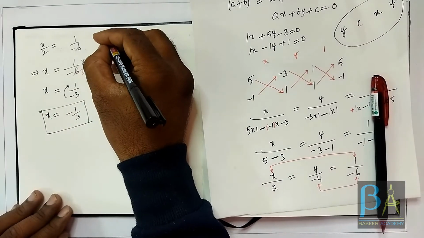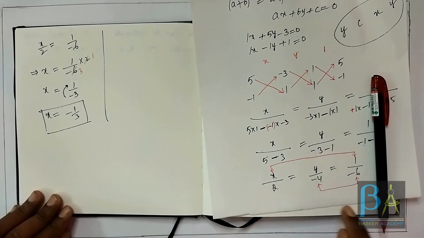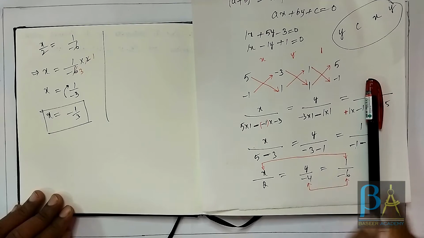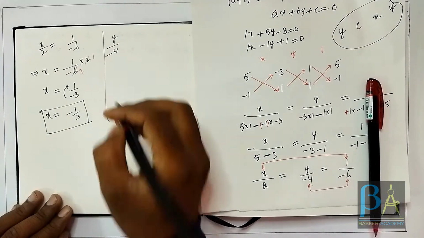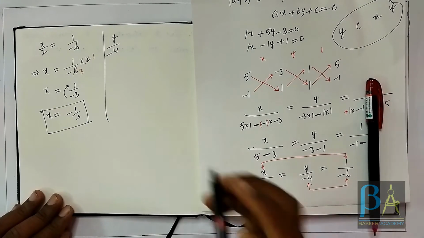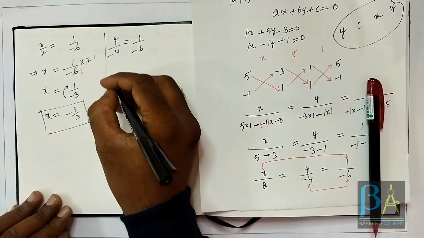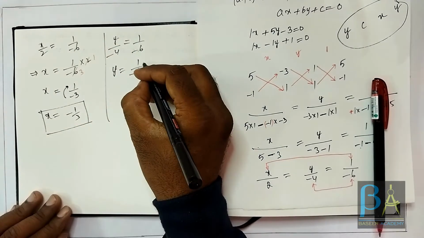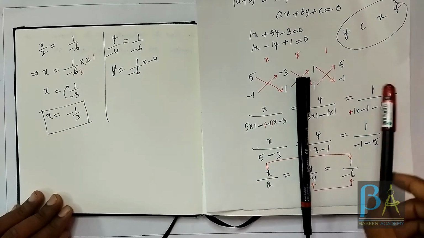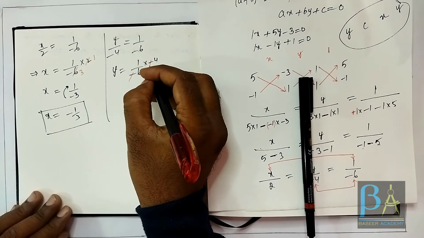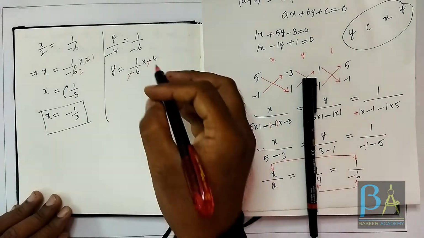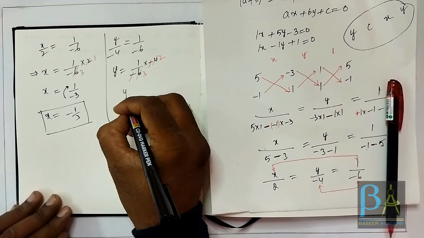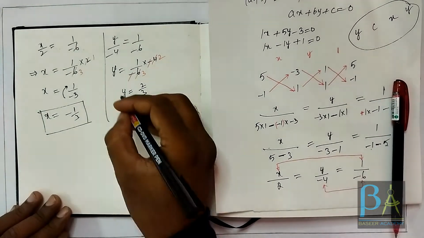In the same way, let us find out the value of y by equating y with the constant term. So y by minus 4, I'm going to equate it with the constant term 1 by minus 6. Since minus 4 is dividing on the left hand side, it should be multiplying on the right hand side, and then this minus from the denominator and this minus from the numerator cancel out. 2 into 2 is 4, 2 into 3 is 6. So y value, I am getting it as 2 by 3.